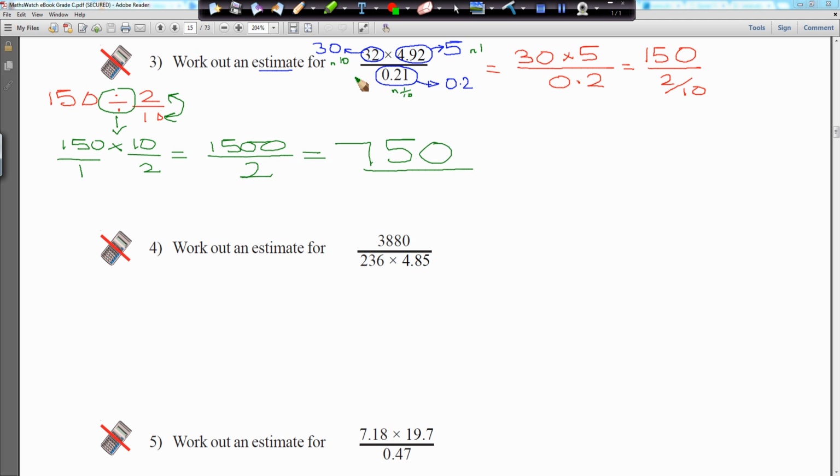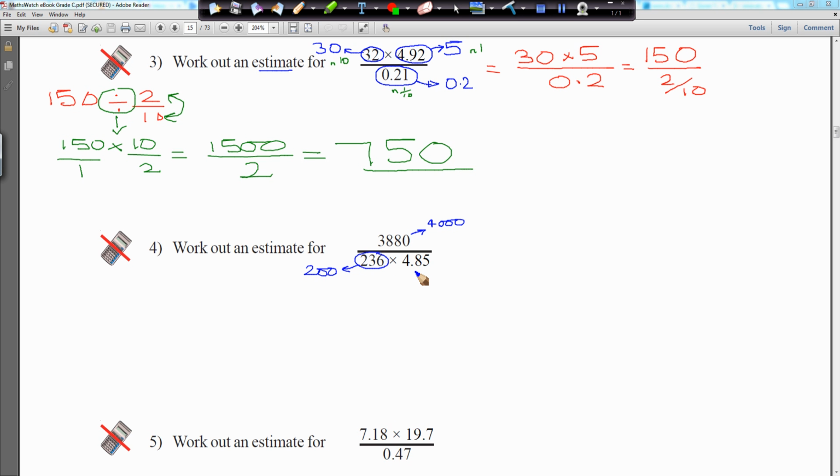Let's move on to question number 4. 3,880 is already in the thousands, so we're going to round this number to the nearest thousand to give us a nice and lovely 4,000. 236 here, we're going to round to the nearest hundred. We look at the largest place value and round to that. So 236 becomes 200 to the nearest 100.